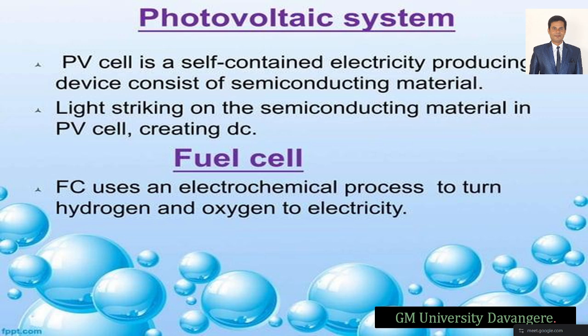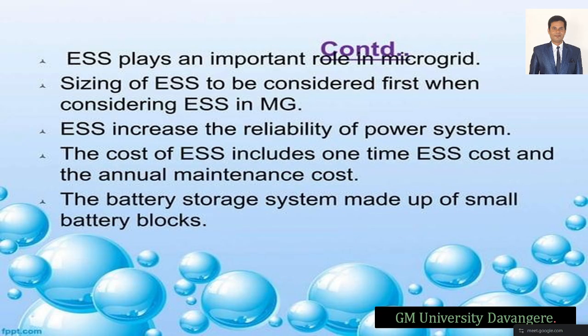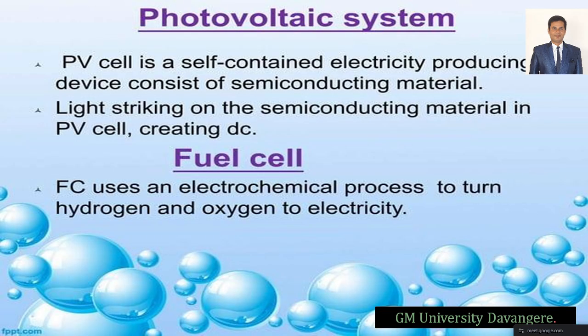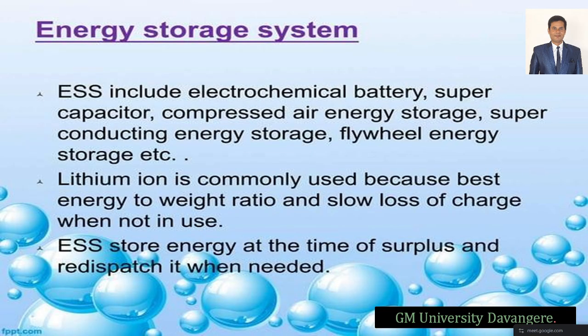The fuel cell is also like that only, where you have an electrochemical process, right? In the previous concept we studied, hydrogen and oxygen are passed into the fuel cell to generate electrical energy at that instant. Similarly, we have the energy storage system, right? It includes electrochemical batteries, supercapacitors, compressed air energy storage, superconducting energy storage, flywheels. These are the various components we have in the ESS, the energy storage system, right? Lithium ion is also commonly used because it is the lightest in weight, and also for the ratios when you talk about the loss of charge, right?